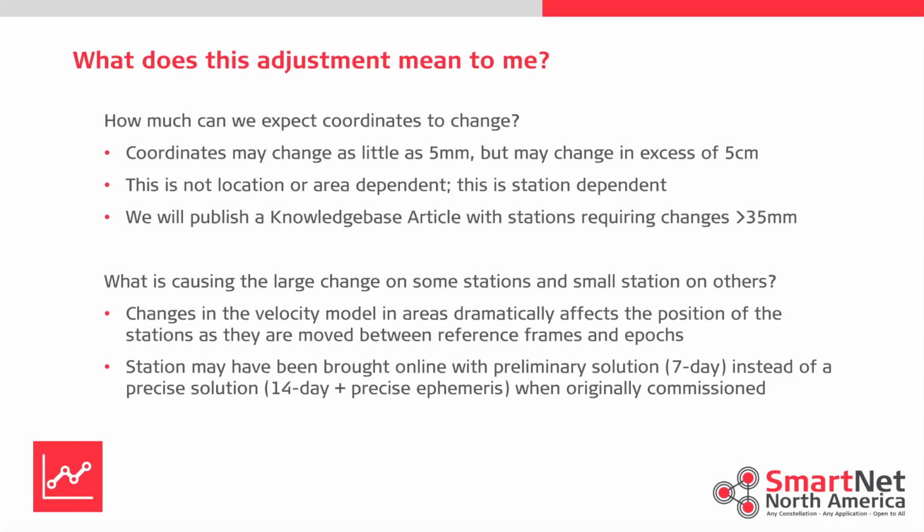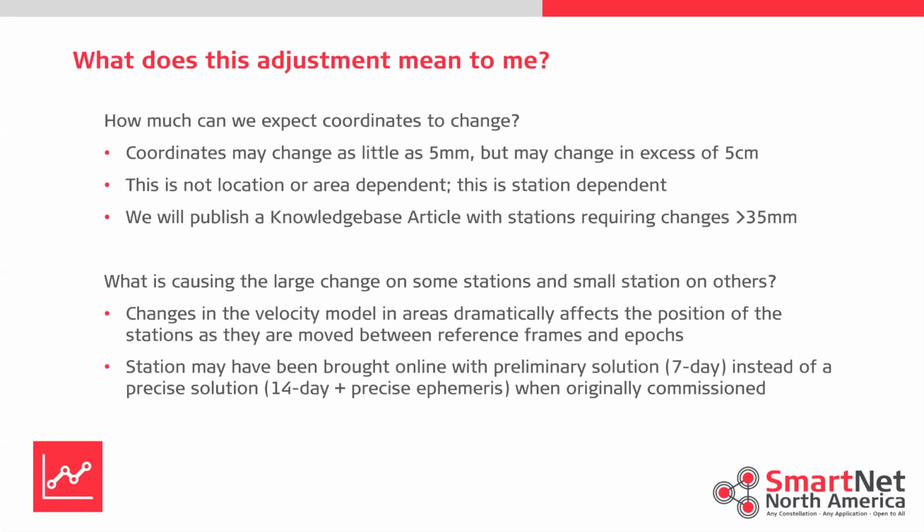So we will publish a knowledge base article with all stations requiring greater than what our prescribed tolerance is, which is 35 millimeters. We will produce a knowledge base article with every station that has that, along with a map that shows them on the map, unless that's a long list of stations. We don't expect it to be, but again, we haven't finished the final adjustment, so we won't know for a couple of weeks still.